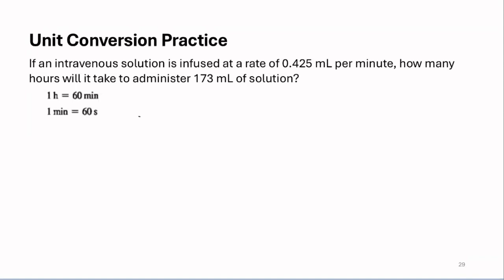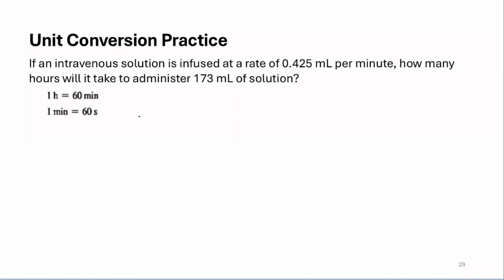In the following practice problem, the problem reads, if an intravenous solution is infused at a rate of 0.425 milliliters per minute, how many hours will it take to administer 173 milliliters of solution? As we've done previously, let's write down the information given in the problem.